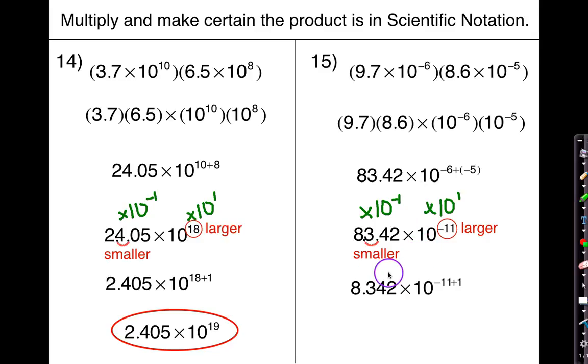So now I'm going to be left with 8.342 times 10 to the, be very careful. What is negative 11 plus 1? Okay, that's going to give me a negative 10. Please don't accidentally put negative 12. That's going to be a little error that you're going to make at the very end that's going to ruin your entire answer, so be very careful.